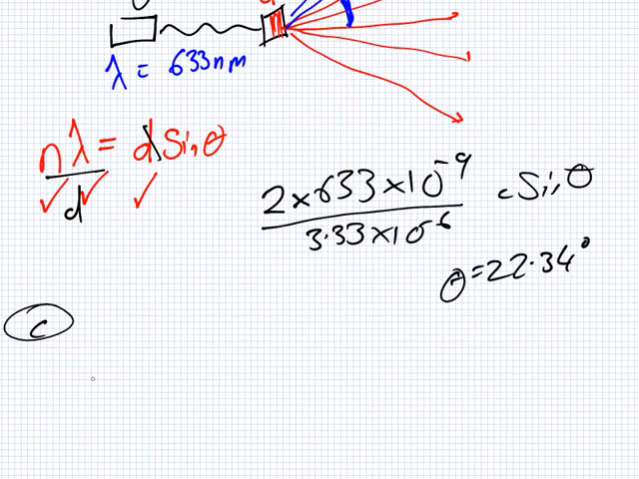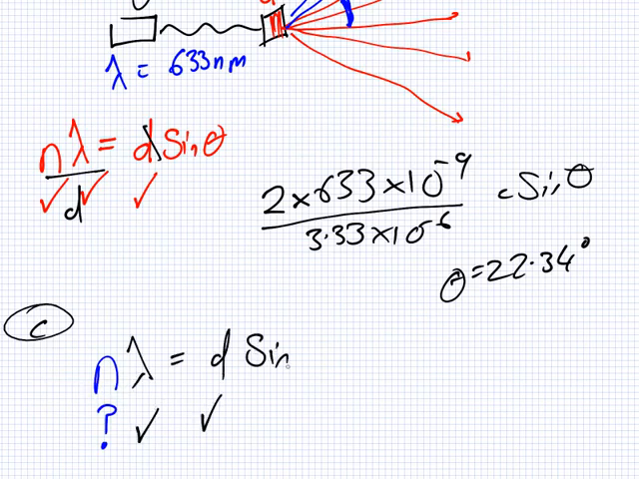So here for part C you have n, which you don't know, lambda, which you do know, equals d, which you do know, and sine theta, which is nearly 90. So tell me what that biggest n can be.